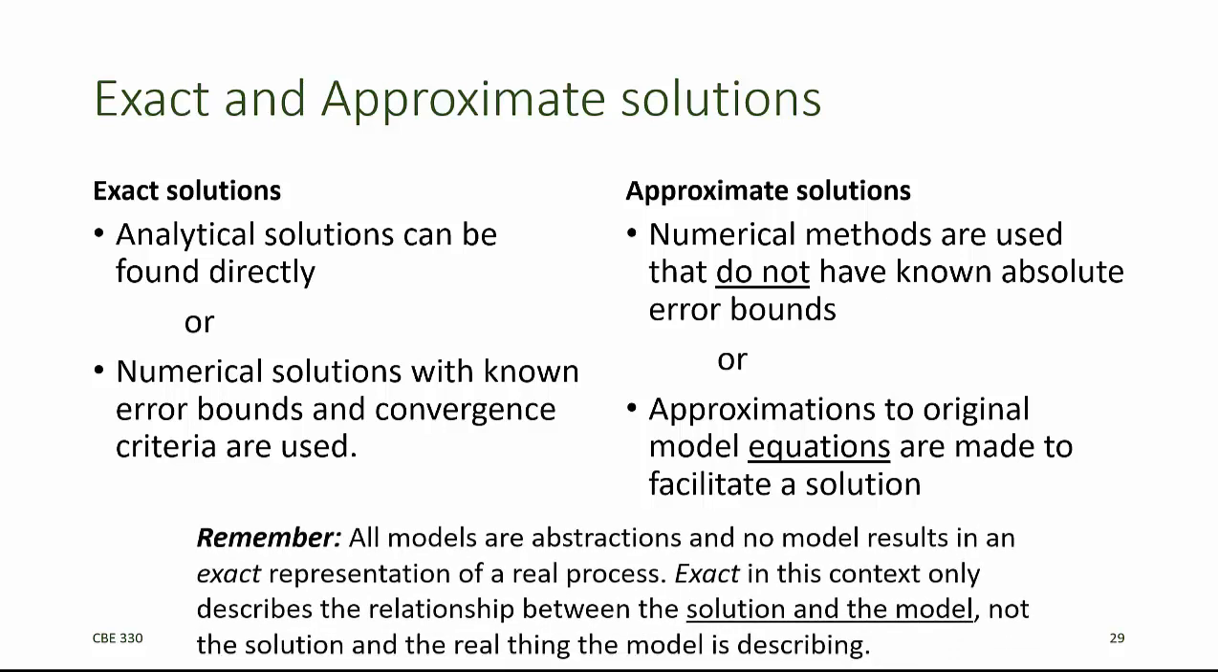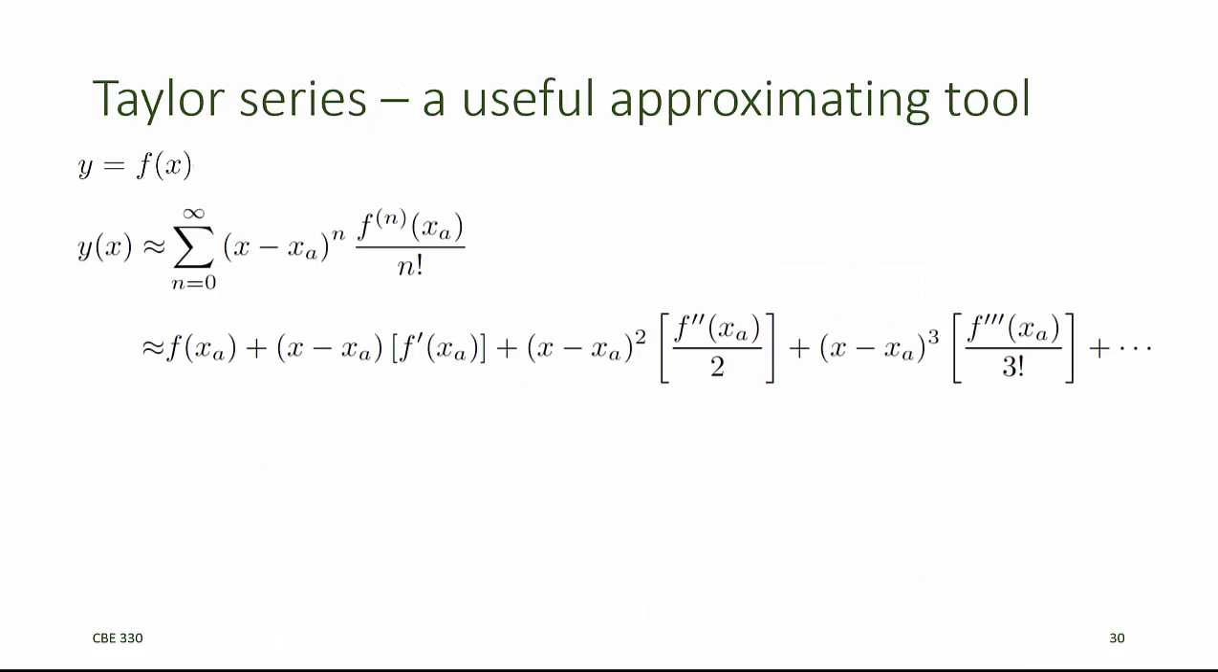When discussing exact and approximate solutions to a model, we should remember that all models are abstractions, and no model results in an exact representation of a real process. Exact in this context only describes the relationship between the solution and the model. It does not describe the relationship between the solution and the real thing that the model is describing. All models are approximations of reality.